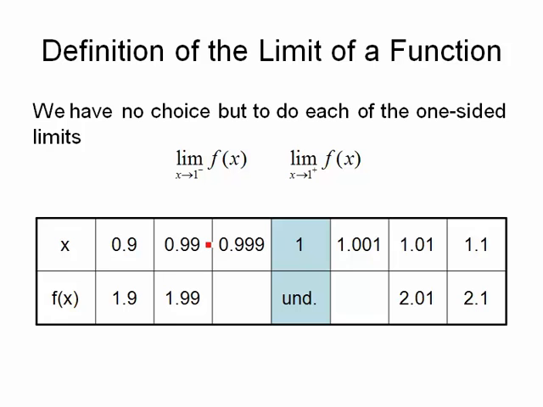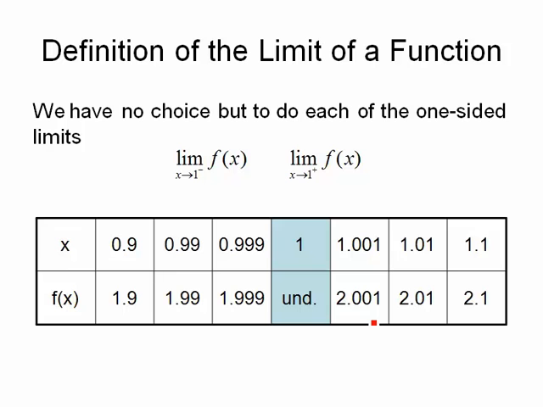Now, if I put in 0.99, a little bit closer to 1, I get 1.99. And if I put in 1.01, I get 2.01. It looks like we're getting closer and closer to 2. But let's check by going a little bit closer. So when I put in 0.999, I get 1.999. And when I put in 1.001, I get 2.001.